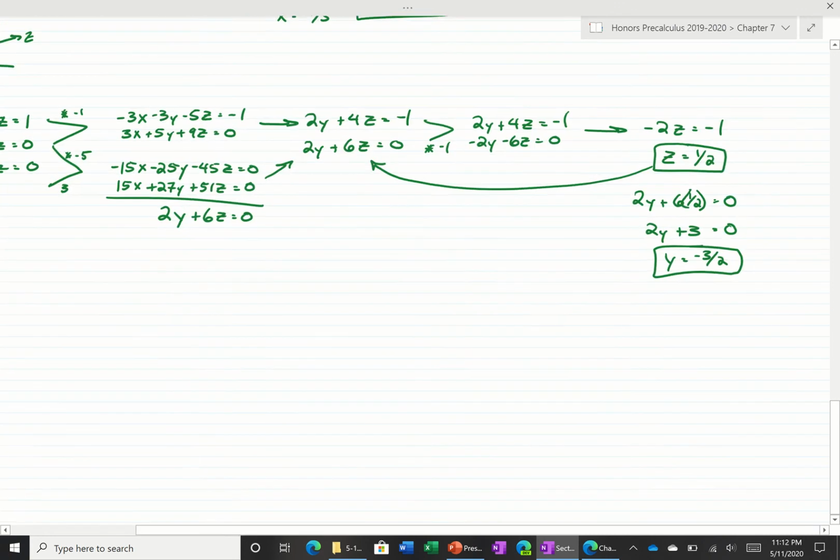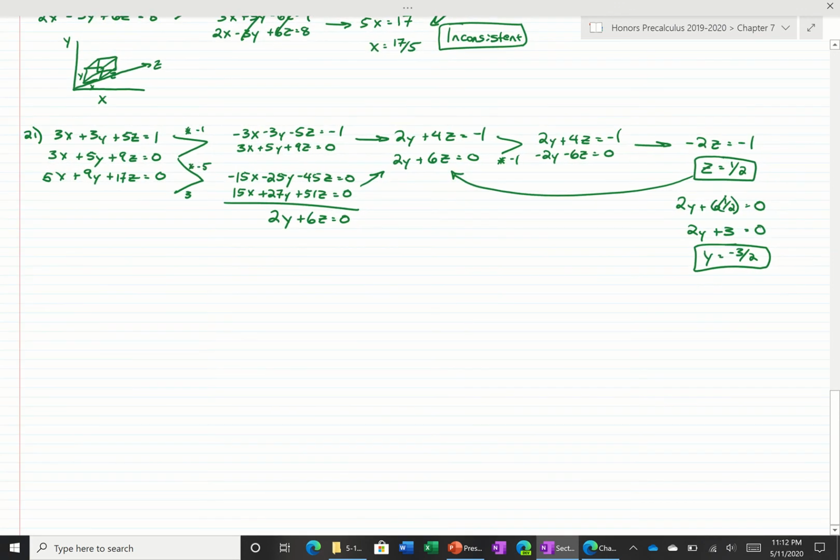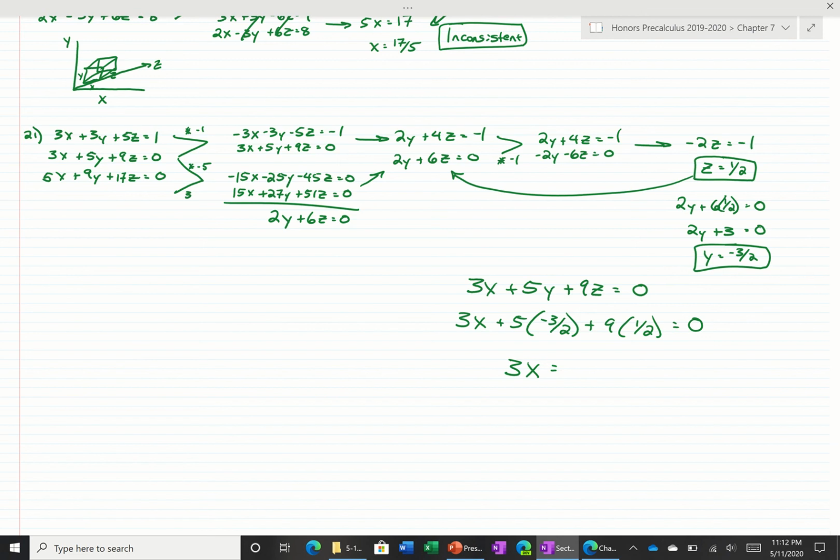And to figure out x, let's plug it into, see which one looks like the easiest. It doesn't really matter. I'll pick the second one here. 3x plus 5y plus 9z is equal to 0. So we get 3x plus 5 times -3/2 plus 9 times 1/2 is equal to 0. So 3x would equal 5 times -3/2 plus 9 times 1/2. That comes out to be 3. So 3x would equal -3, and x would be -1. So the answer for this would be -1, comma, -3/2, comma, 1/2.